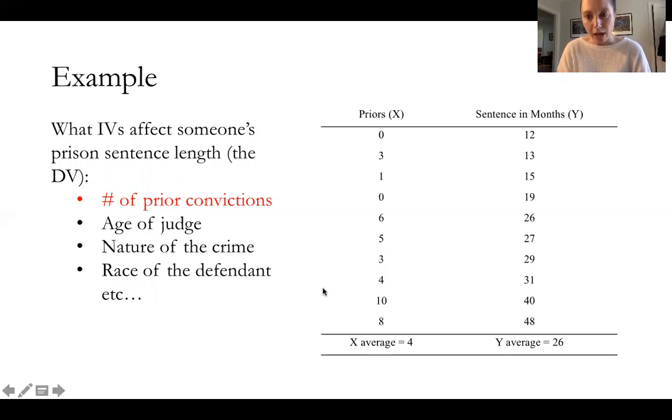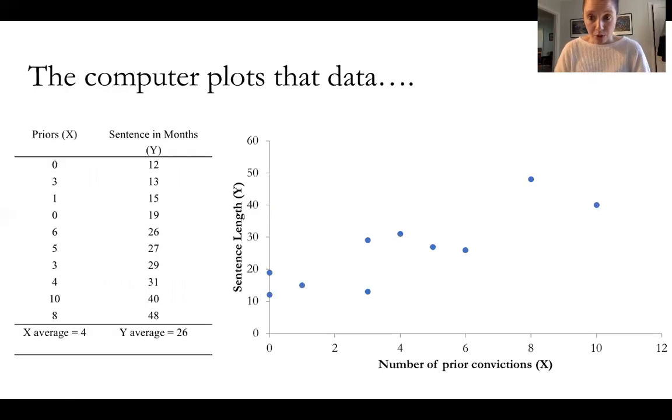So over here on the right, we have a fake data set. Up on top, this person in our sample has 0 prior convictions and they spend 12 months in jail. This person has 3 prior convictions and they spend 13 months in jail, and so on and so forth. That's the data in our data sheet. So we have our independent variable, our number of prior convictions, and our dependent variable, how long people spend in prison measured in months. What is the computer going to do with that data? It's going to make a scatter plot.